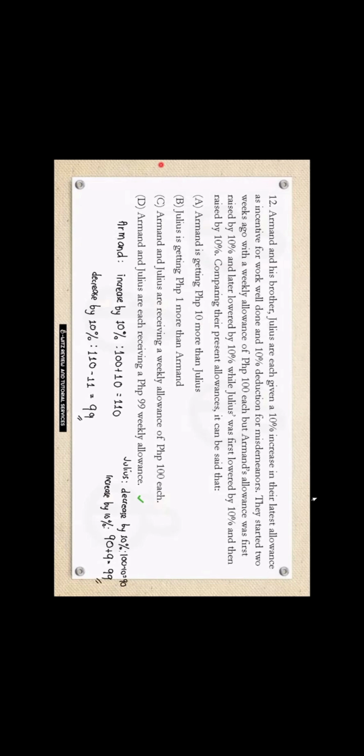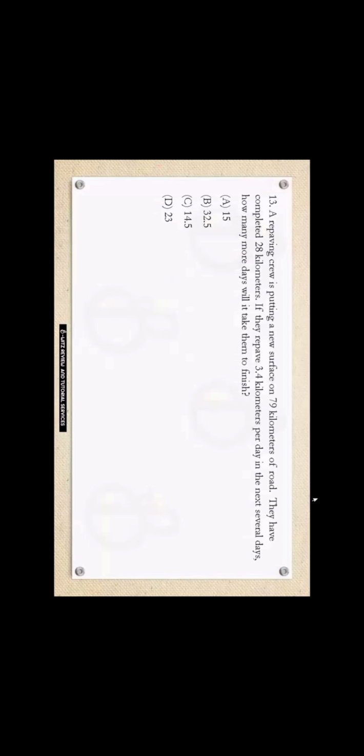Now, let's try to proceed to question number 13. A repaving crew is putting a new surface on 79 kilometers of road. They have completed 28 kilometers. If they repave 3.4 kilometers per day in the next several days, how many more days will it take them to finish?